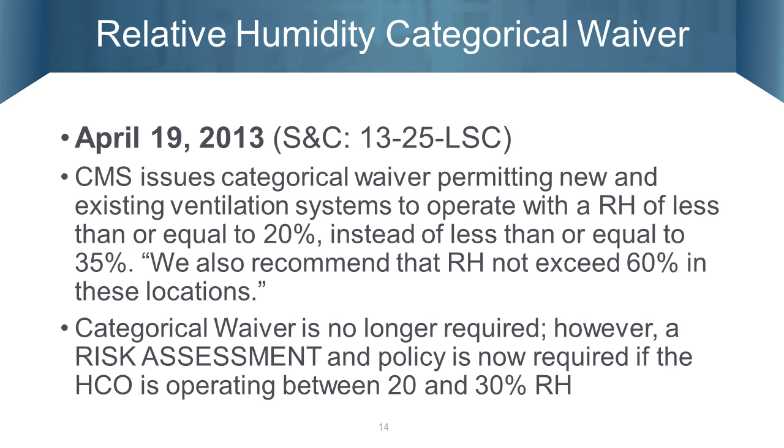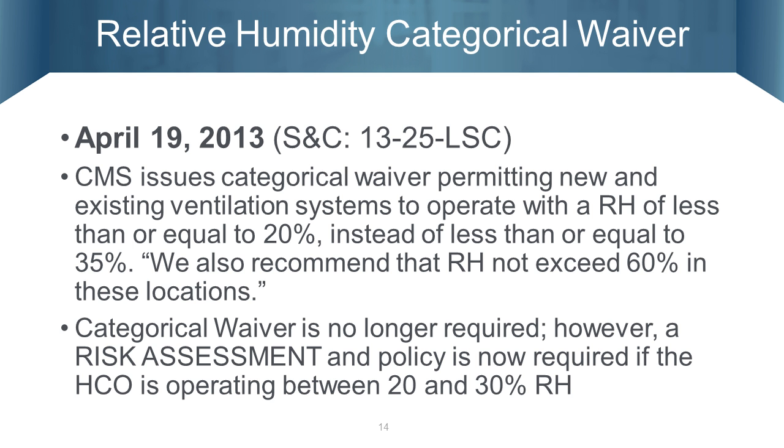The next thing is on the relative humidity. That categorical waiver came out in April of 2013. Actually, back in 2010, I believe it was, Joint Commission went from 30% relative humidity, dropped down to 20%. So the range was 20 to 60 rather than 30 to 60 back in 2010. CMS stayed at 35% as their low end until this waiver came out, allowing us to drop it to 20% on the low end.